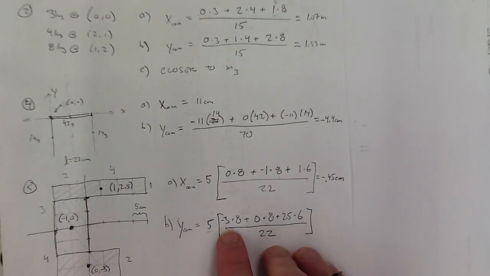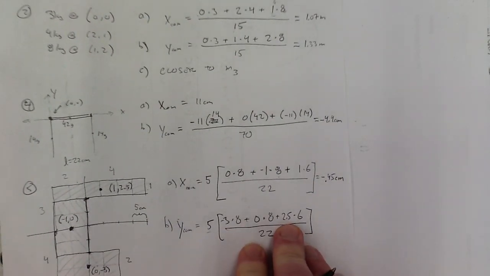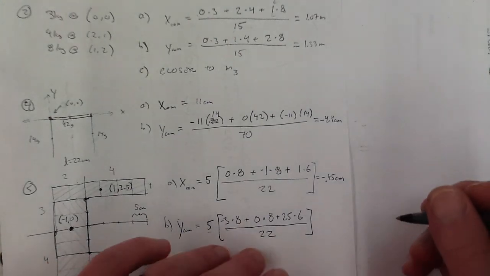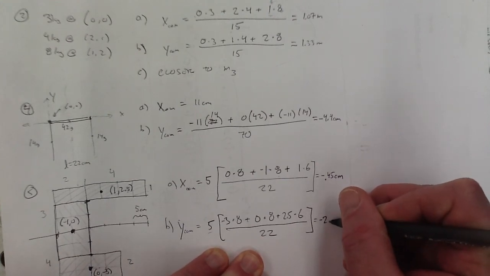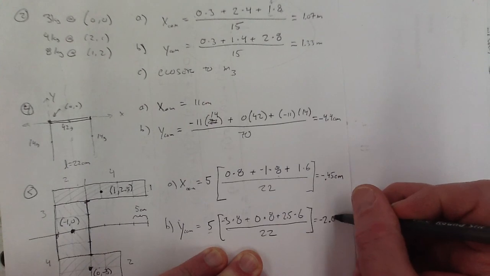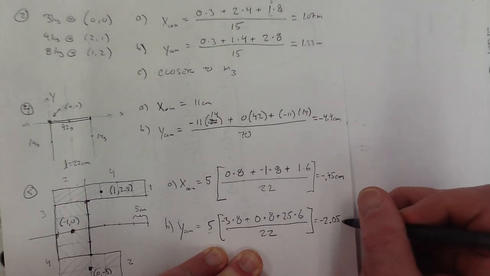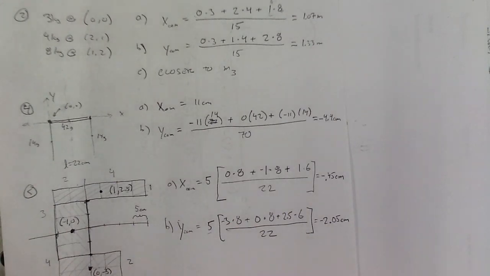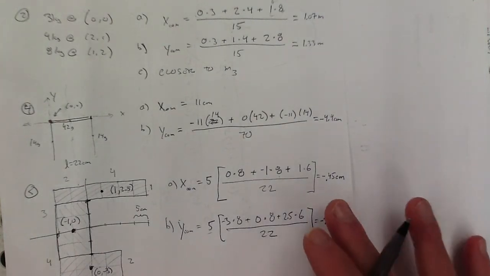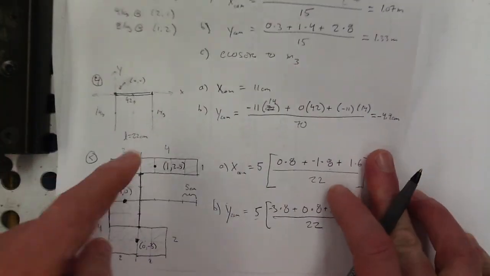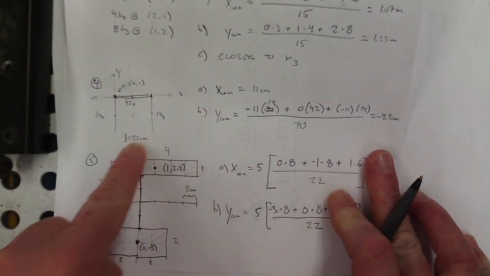Okay, so -24 plus 15 is -9 over 22, times 5 is -2.05, or -2.0, depending on how many sig figs you're keeping track of. And double check. That's good. That's how you do center of mass with a system of particles. And these aren't particles, but they can be reduced to particles because they're nice and symmetric.